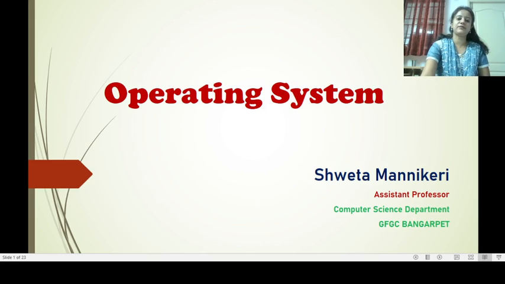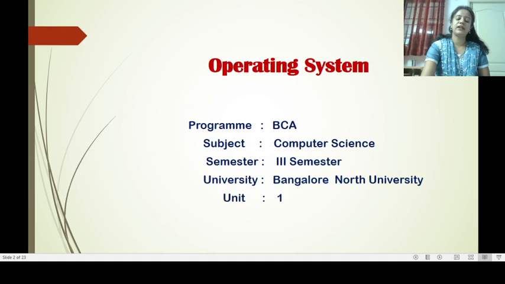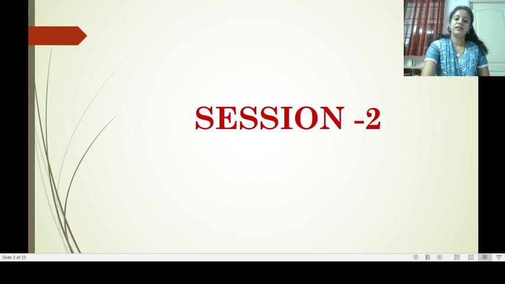In the previous class we discussed the operating system, its objectives, and types of operating system. For BCA third semester, Bangalore North University, in today's session 2, we will discuss operating system components, services provided by the operating system, and the operating system's two different structures.